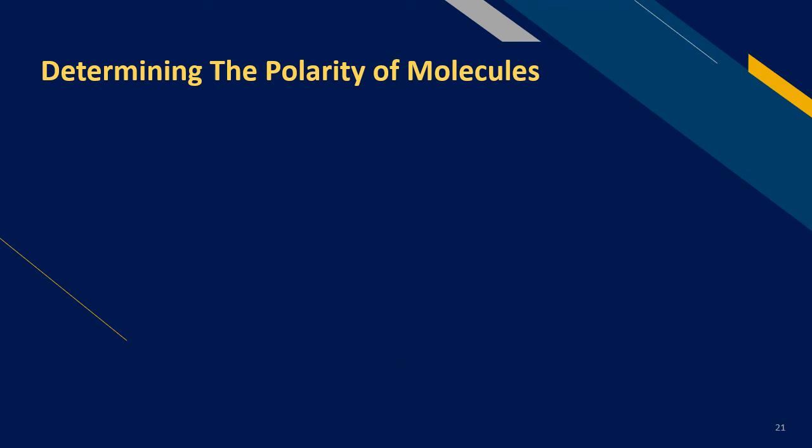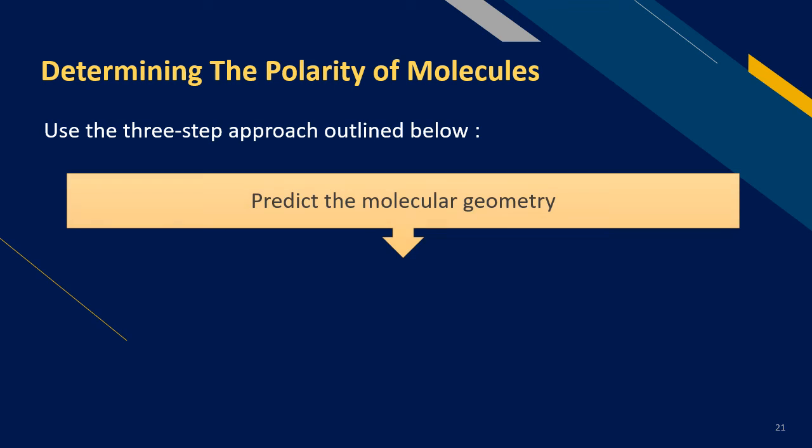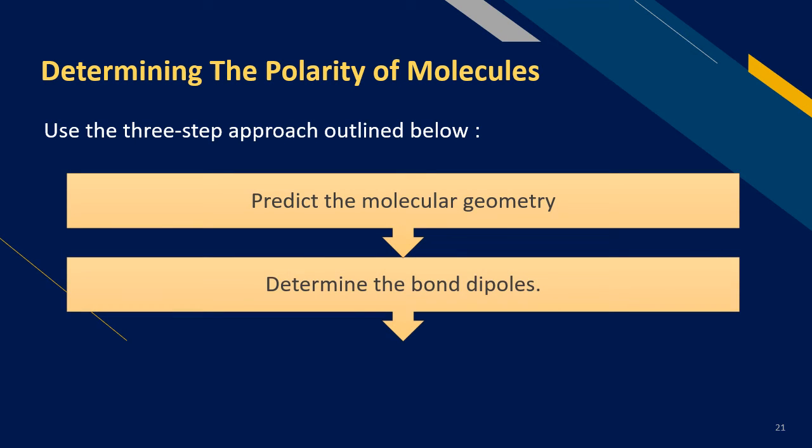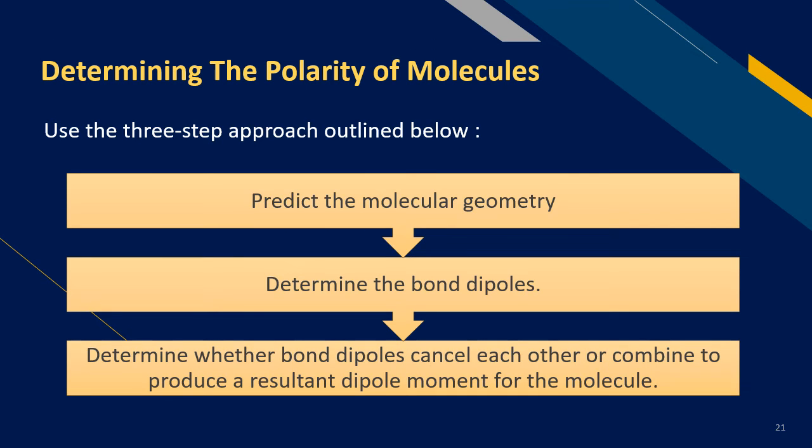How can we determine the polarity of a molecule? We can use these three simple steps. First, predict the molecular geometry. Next, determine the bond dipoles. And then, determine whether the bond dipoles can cancel each other or combine to produce a resultant dipole moment for the molecule.